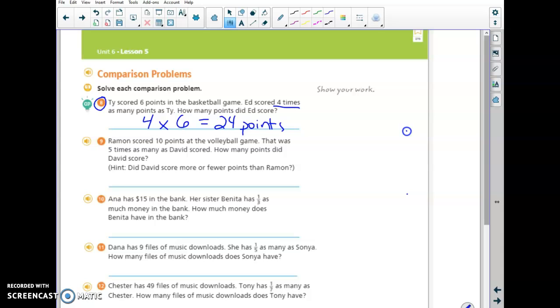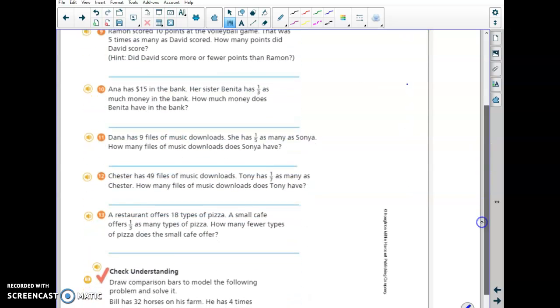All right, we're going to drop down now to number 11 with Dana. Don't let the fraction make you nervous. Dana has 9 files of music downloads. She has 1/5 as many as Sonia. How many files of music downloads does Sonia have? Well, if Dana's is 1/5 as many as Sonia, you know that Sonia's got a lot, right? So Sonia's going to be the bigger number. So S for Sonia, and we're trying to figure out what she has.